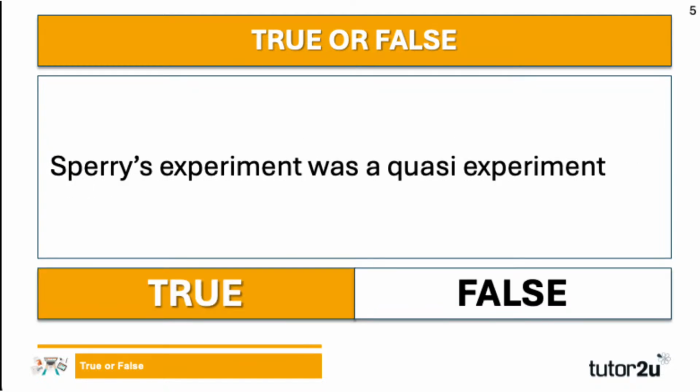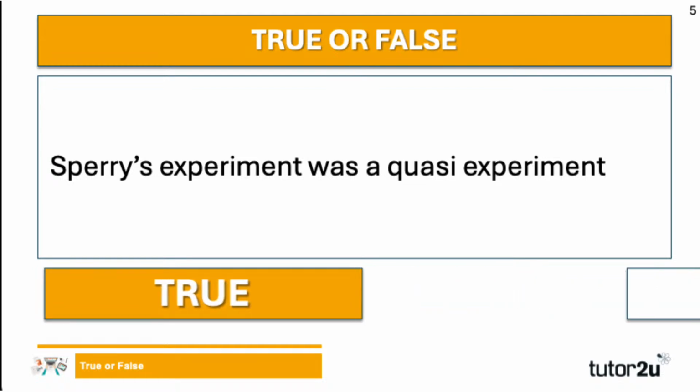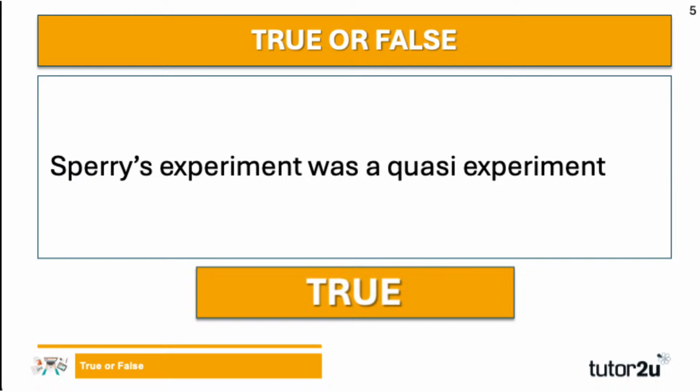So we've got Sperry's experiment was a quasi experiment. What do we think about that? It tends to be a research method that is maybe not understood fully, clearly. So yeah, we've got a bit of a mixture. I think most of you are saying true though. So let's reveal the answer. So well done those of you that recognised. Moving on, I'd like to know from you guys, why is it? What makes it quasi? Can anybody tell me?